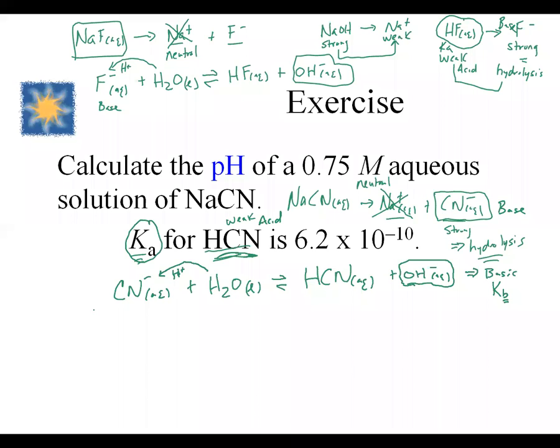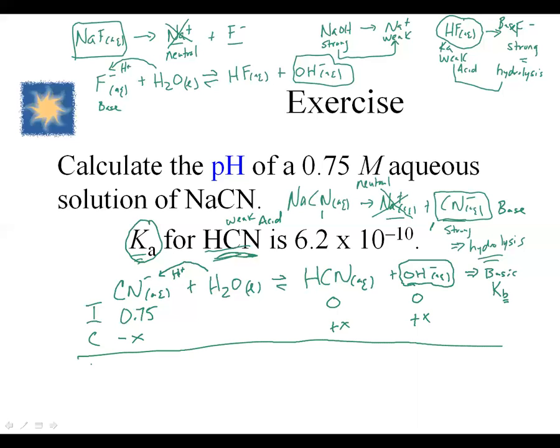So again, we're just going to do a nice table here, starting with our initial concentration of 0.75. Again, it's a 1-to-1 relationship, so the concentration will be the same for both of those. We're going to leave the water alone. We're going to go minus X, and plus X. We're going to get to our equilibrium, 0.75 minus X, X, and X.